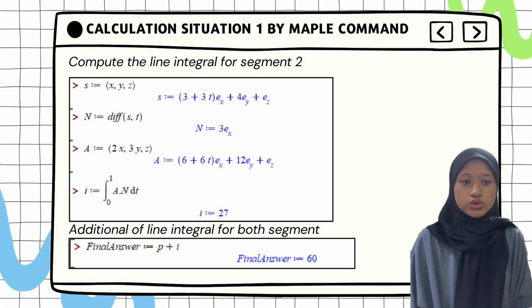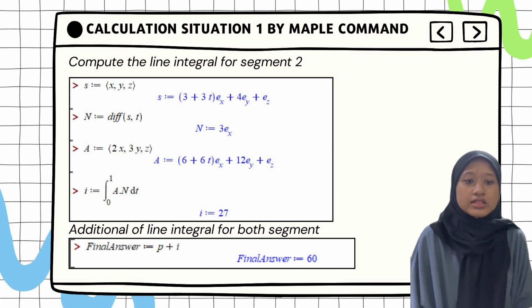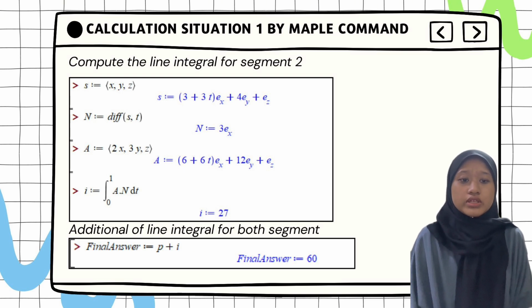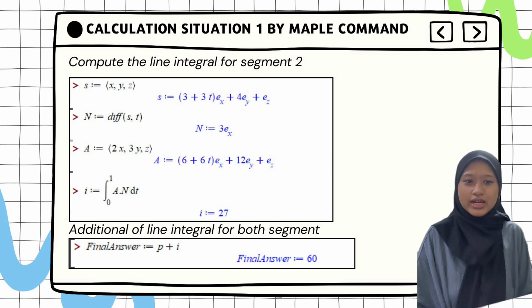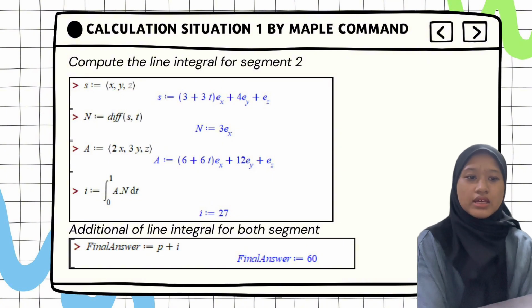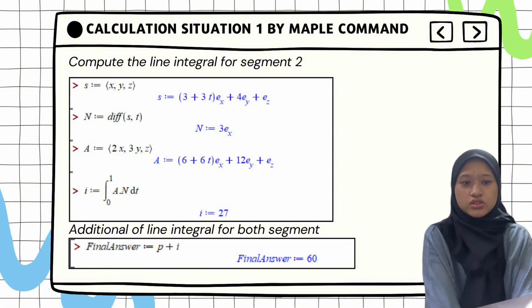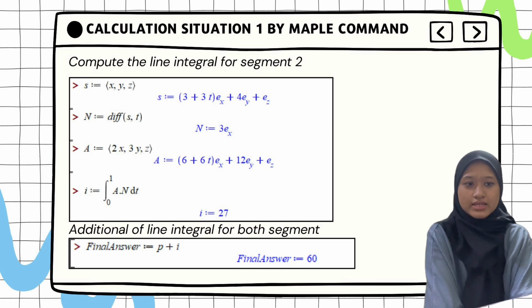For segment 2, we follow a similar procedure. We define r and differentiate it in terms of t and set up the function a equal to <2x, 3y, z>, and compute the integral I for a dot m dt, resulting in 27. Finally, we add the integral for both segments to get the total line integral. Thus, the final answer is p plus I equal to 60.